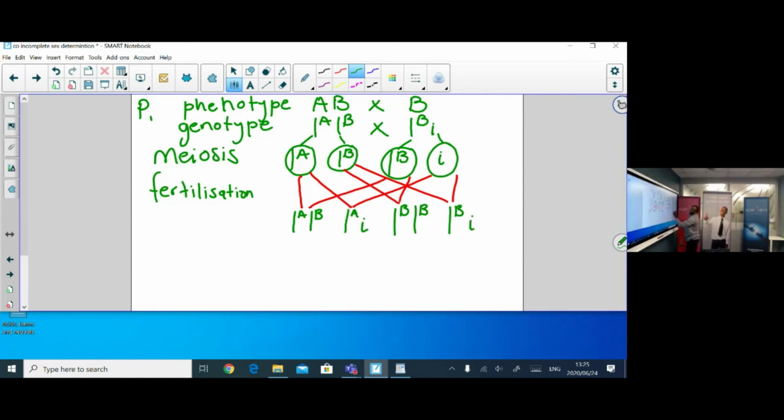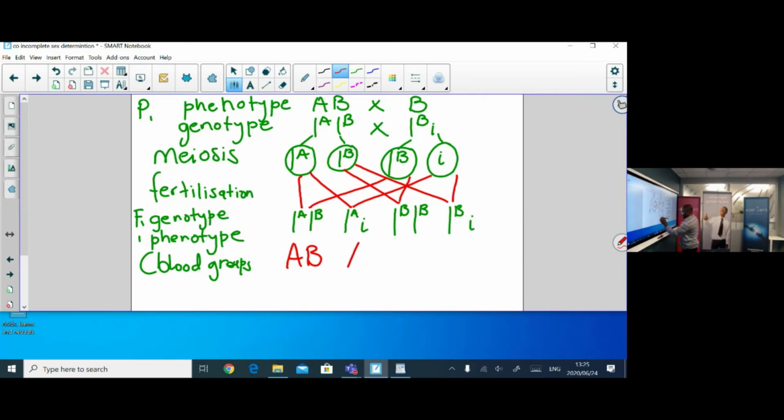which means this is our F1 genotype. In our F1 phenotypes, which are our blood groups, in brackets here you just write blood groups. Right. This one is AB. The first one is blood group AB. Second one is A. You do the rest.